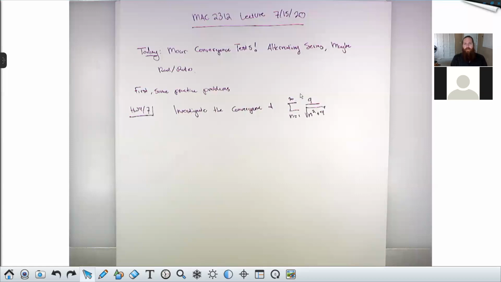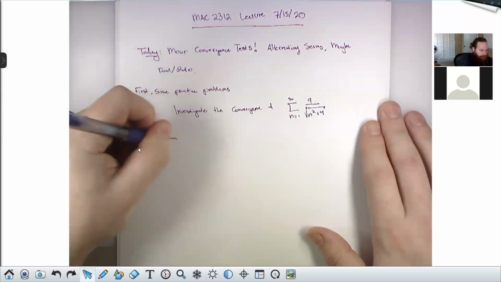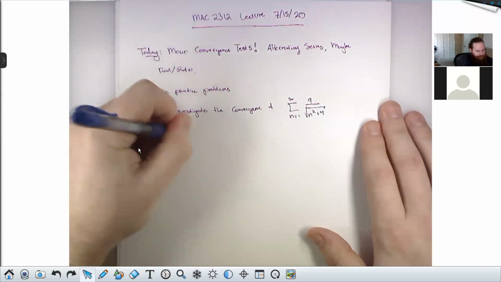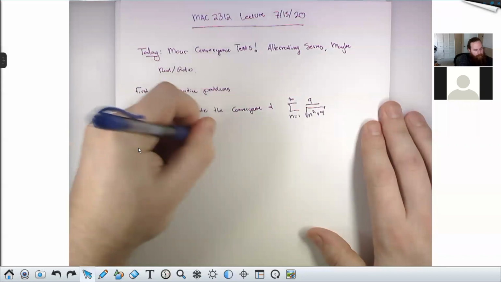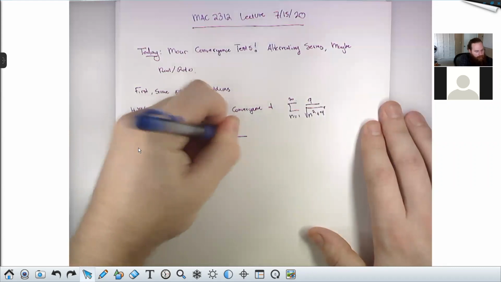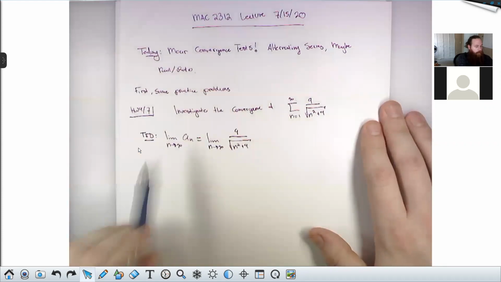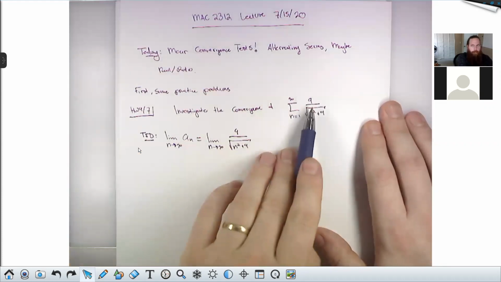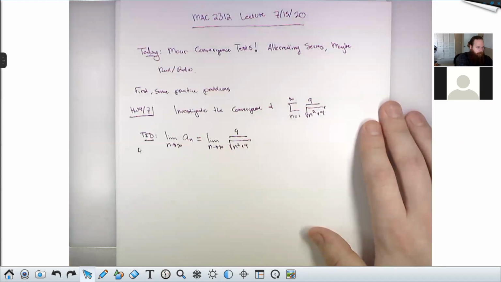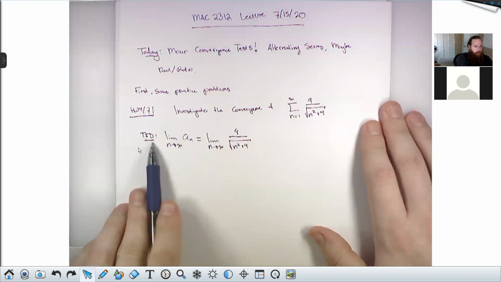First, observe that TFD is inconclusive. You should always run TFD first. Usually I do it in my head. Here, the limit as n goes to infinity of the a_n's is the limit as n goes to infinity of 9 over the square root of n squared plus 9. And notice I'm not saying that this is equal to this series. Please never do that. I see it a lot, way more than I should. I'm running a test called TFD, and I should always let my reader know.